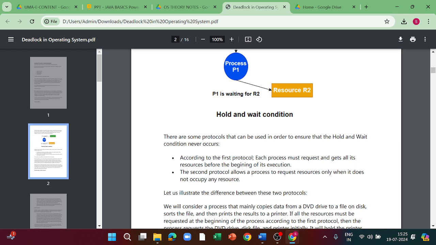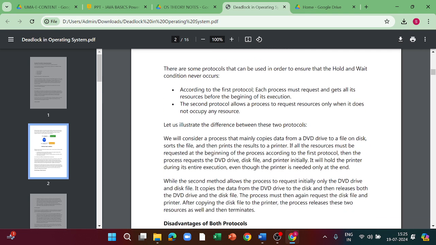The second protocol allows a process to request resources only when it does not occupy any resource. Consider a process that copies data from a file on a disk, sorts the file, then prints the result to the printer. If all resources are required at the beginning, the process requires a DVD drive, disk file, and printer initially. It will hold the printer during its entire execution, even though the printer is needed only at the end.